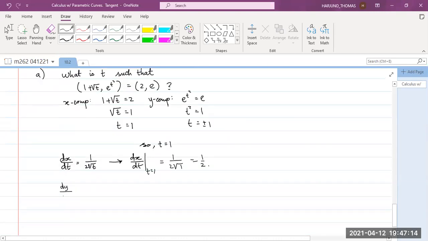dy/dt is the derivative of e to the t squared, times the derivative of t squared, which is 2t. Therefore, dy/dt at t equals 1 is 2e, right? When t equals 1. So dy/dx at t equals 1 will be 2e over 1/2. That's 4e.